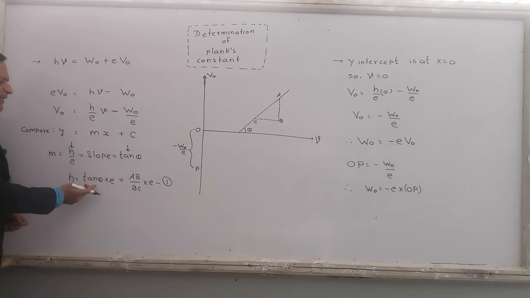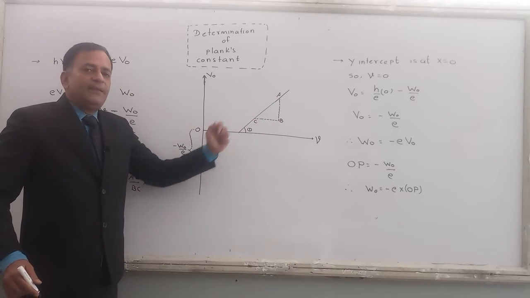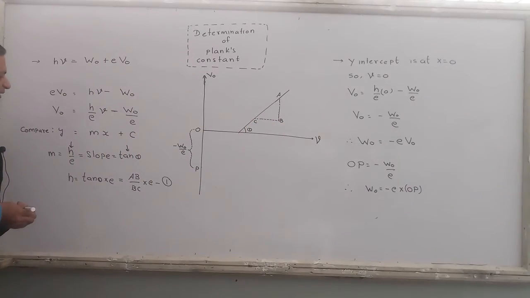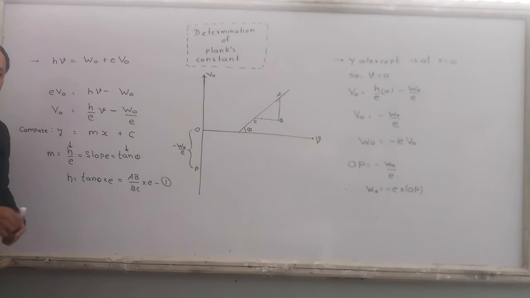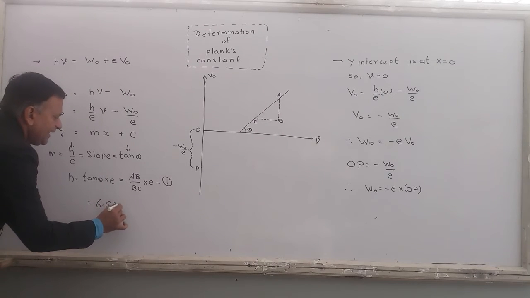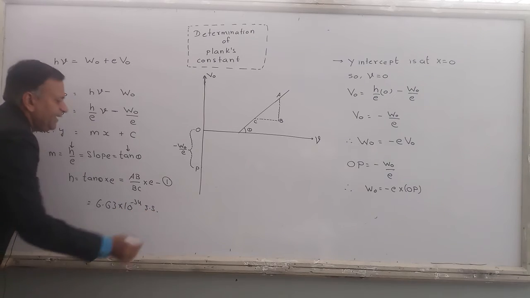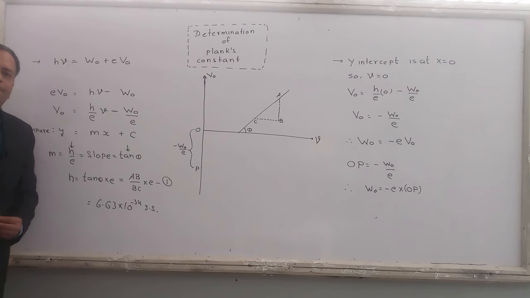So tan theta into e will give you the value of h. Again, instead of tan theta, you can also write the slope of this line. What is the slope of this line? It is AB upon BC. So Planck's constant can be determined this easily. Do you know the value of Planck's constant? It is 6.63 into 10 to the power minus 34 joule second.